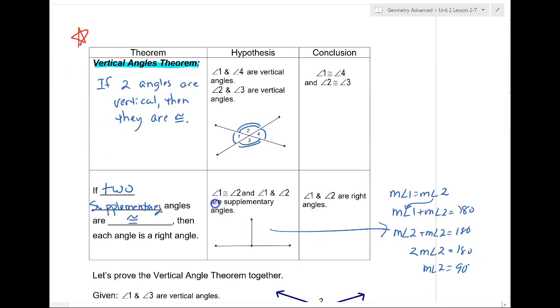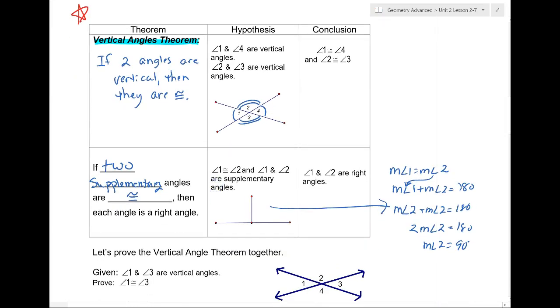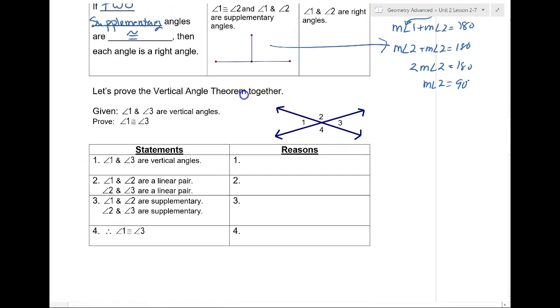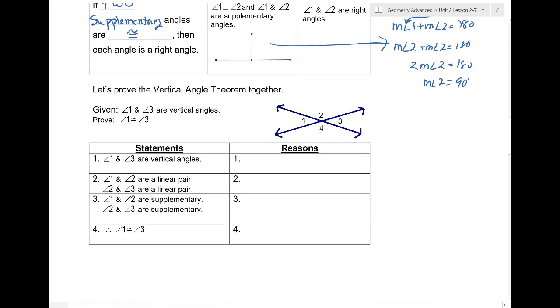So should you know these? That's the vertical angles theorem. Do you think that should be memorized? Would that be a good one to put on a flashcard or a Quizlet or something like that? All right, let's have fun. Let's prove the vertical angle theorem together. You're given that you have a pair of vertical angles. I want to prove that they're congruent. So guys, let's go there real quick.